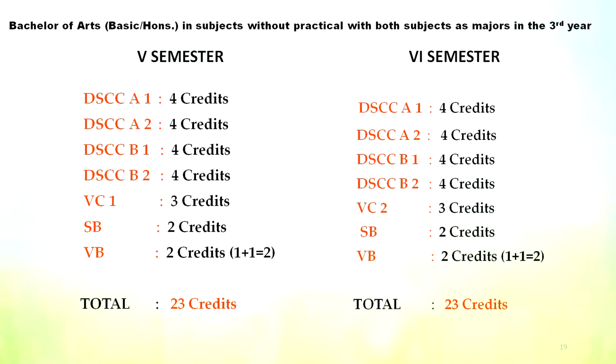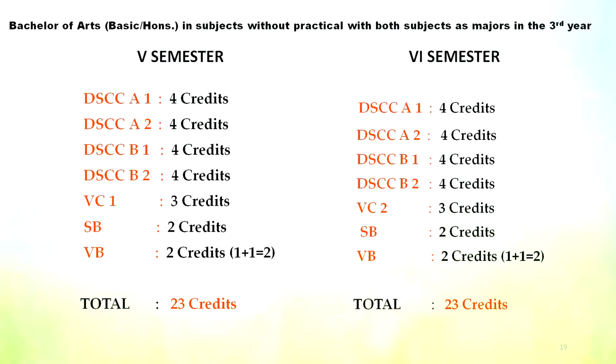In the fifth semester, the student will be studying 2 core subjects. Each core subject will in turn have 2 papers which need to be studied. Each of these papers will carry 4 credits. So the student will be accumulating 16 credits from the discipline core subjects.